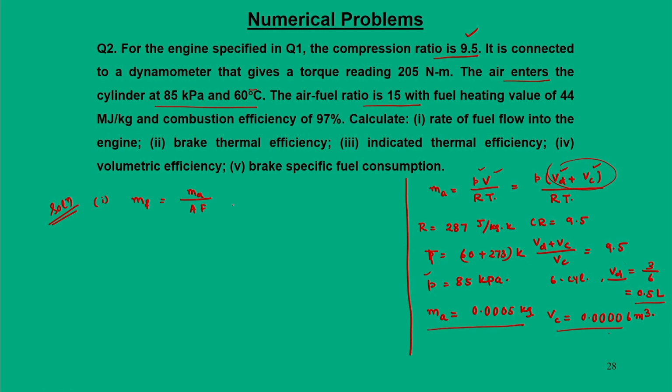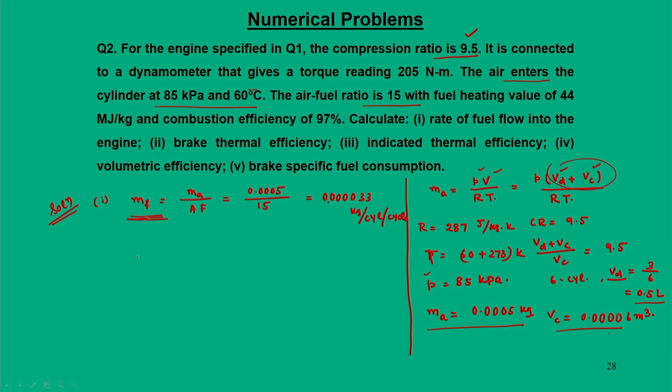So, once you know m A, then you come back here. So, we put 0.005 divided by air fuel ratio, which is 15. So, this turns out to be 0.0003 4033 kg per cylinder per cycle.